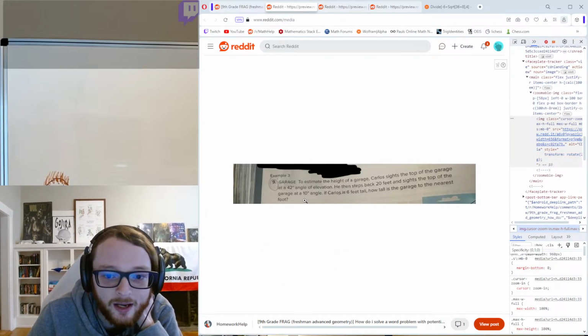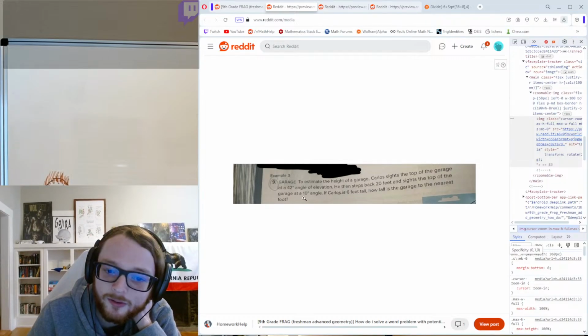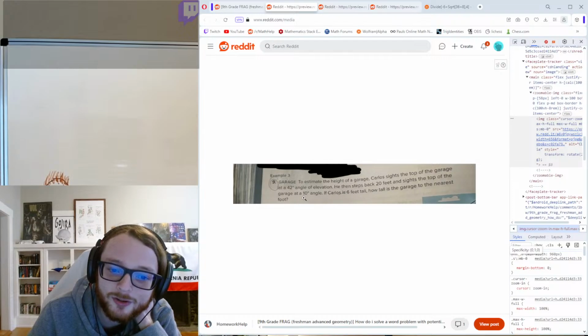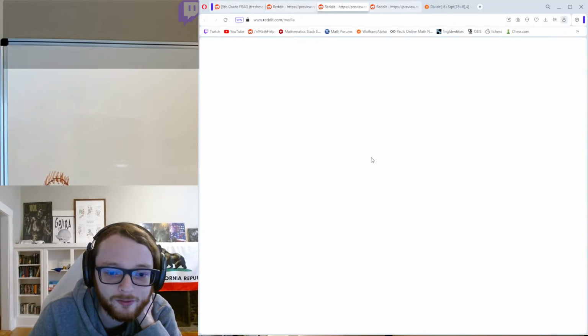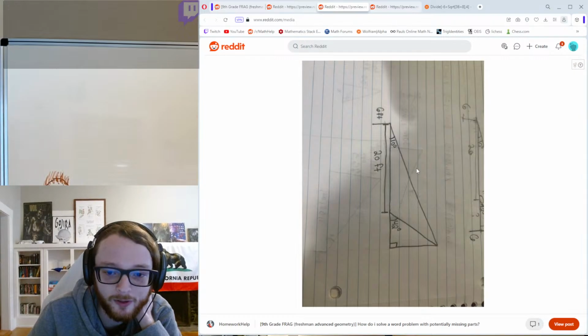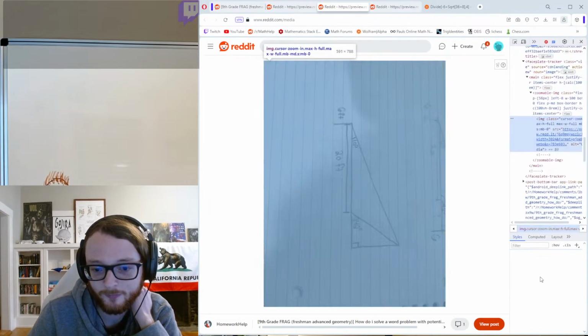Okay, to estimate the height of the garage, Carlos sights the top of the garage at a 42-degree angle of elevation. He then steps back 20 feet and sights the top of the garage at a 10-degree angle. If Carlos is 6 feet tall, how tall is the garage to the nearest foot? I'd have to draw this to know. Or we can look at their drawing and see if we agree with it.